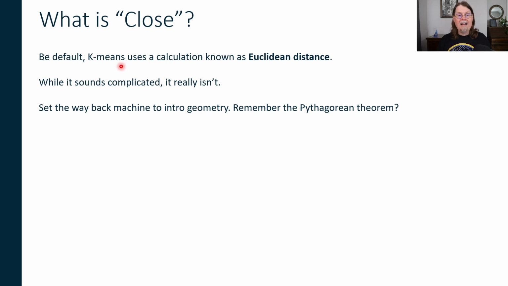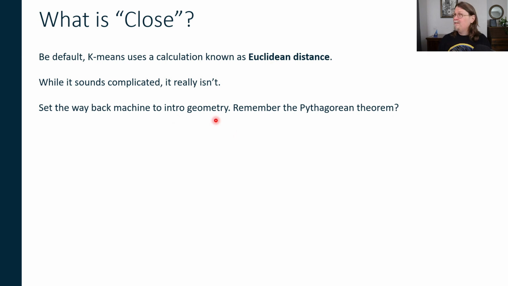So by default, k-means uses a calculation known as Euclidean distance, and that sounds really fancy, right? This is a shock and awe term that you tell your manager, right? I learned about Euclidean distance today, boss. And they're like, whoa, that's totally cool. But here's the easiest way to think about it.